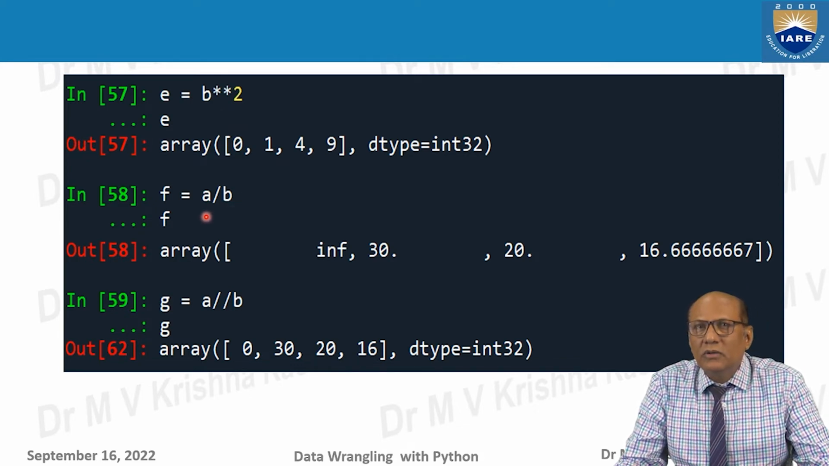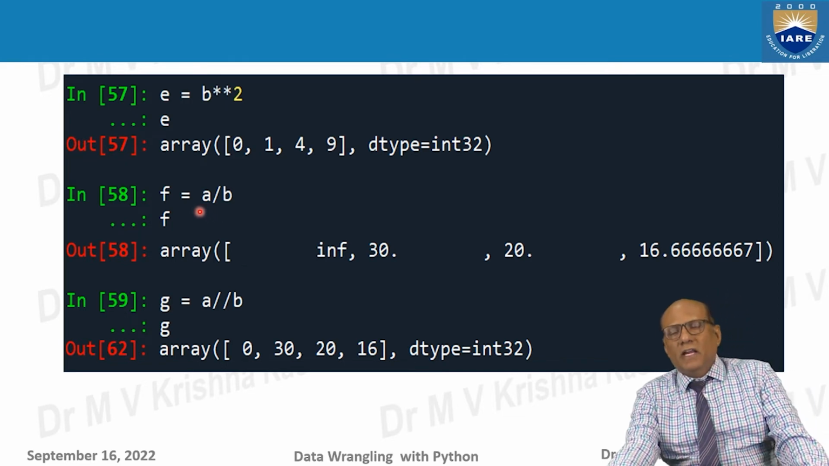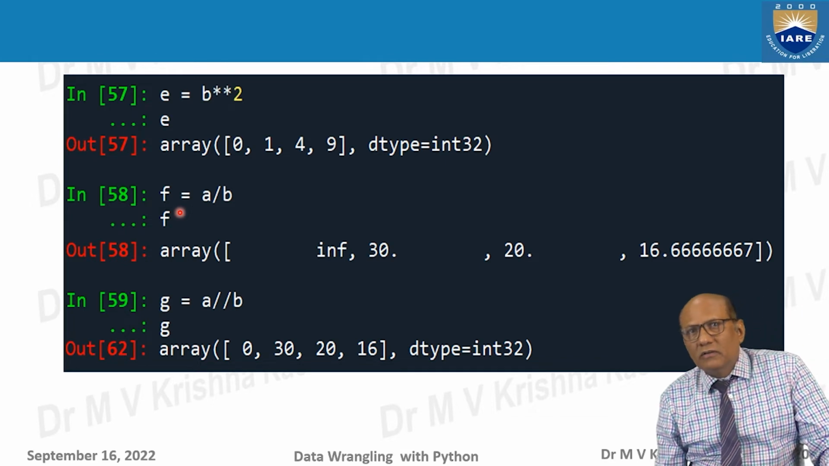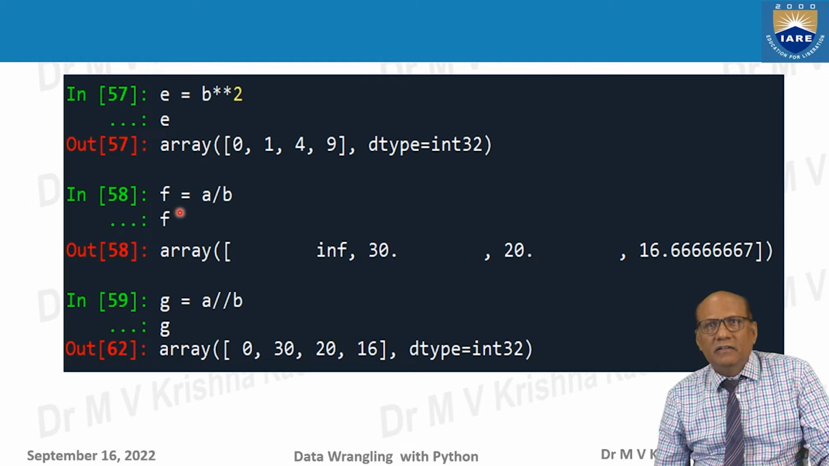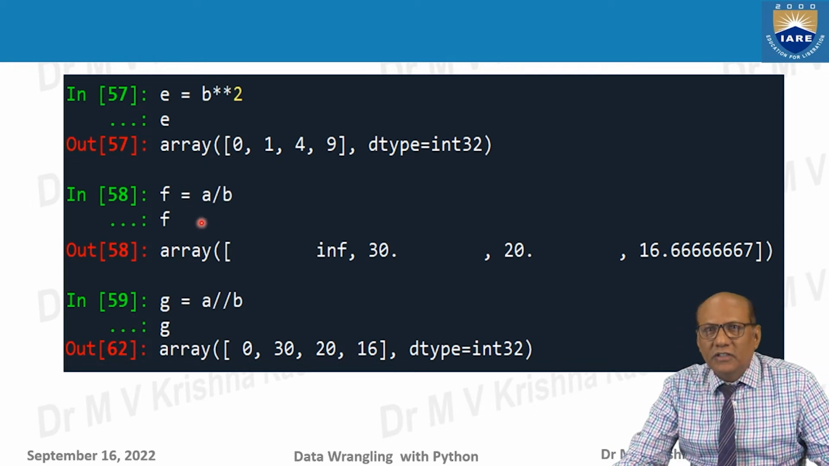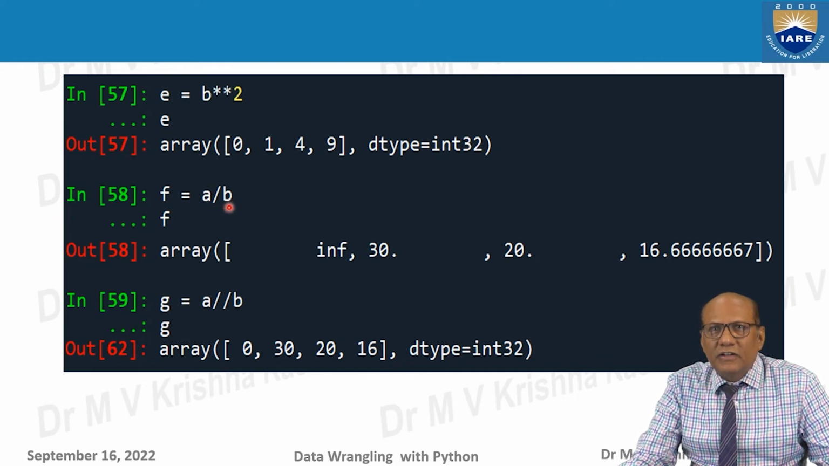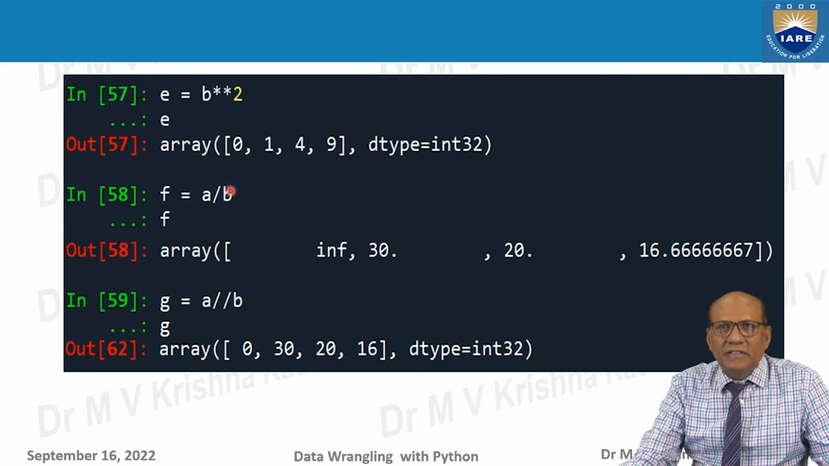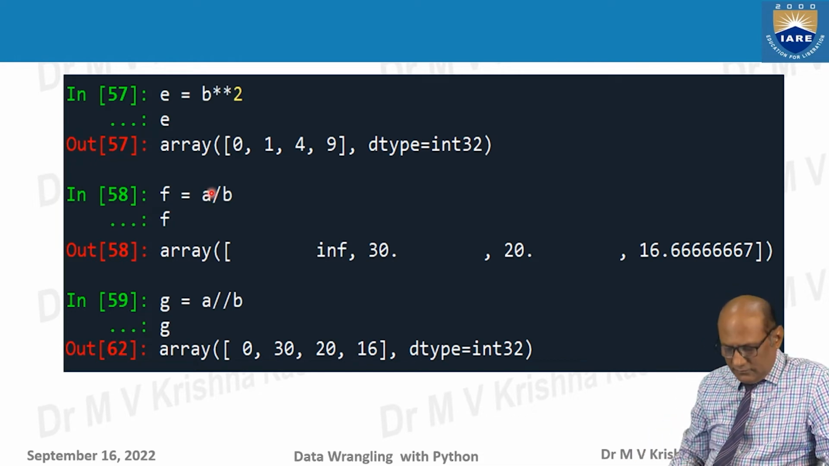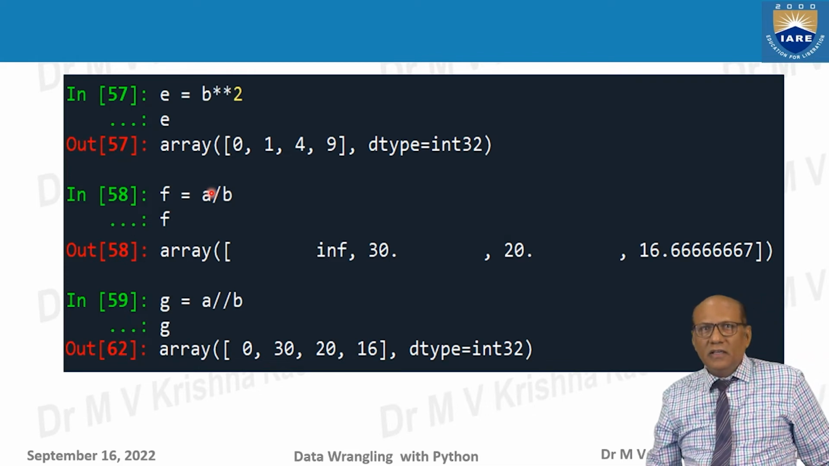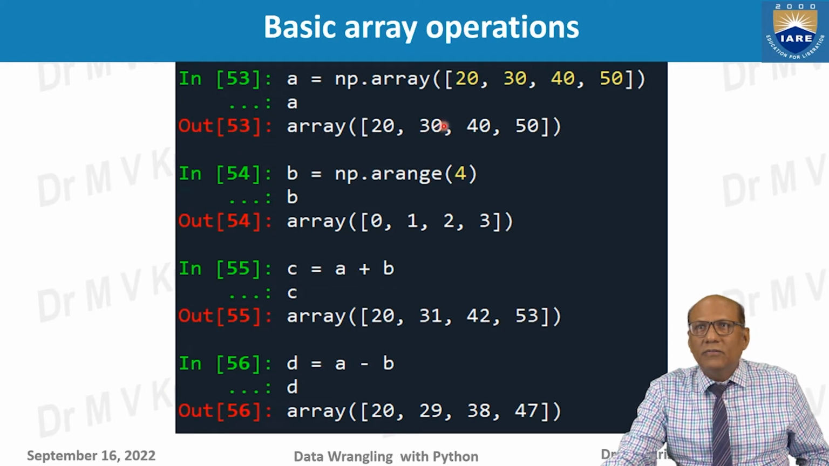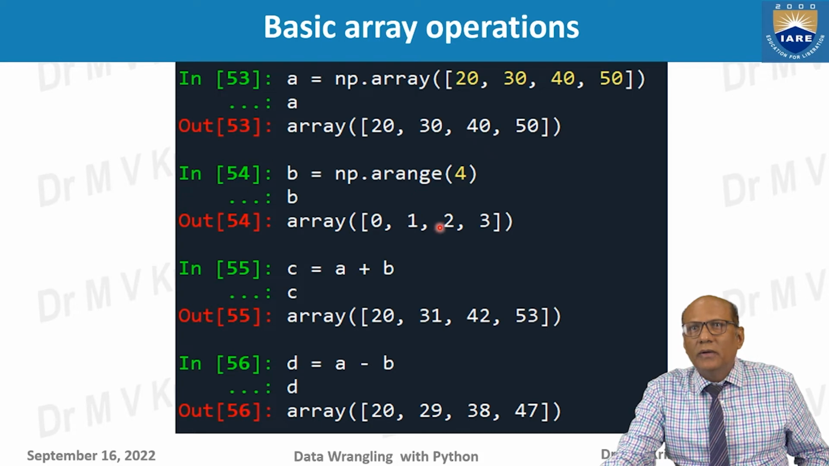Now, let us look into the division operation. This is a bit complex operation and you have several different things here. You have modulo division, you have integer division and you have real division. Modular division we have already seen earlier. So here, this is the normal division. What you are doing is element by element division. The first element of A is divided by the first element of B. The second element of A is divided by the second element of B, like that. So what is A here? If you go back and see, A is 20, 30, 40, 50. What about B? B is 0, 1, 2, 3.